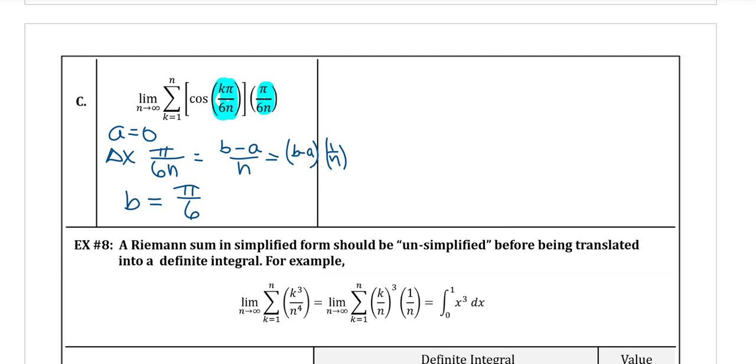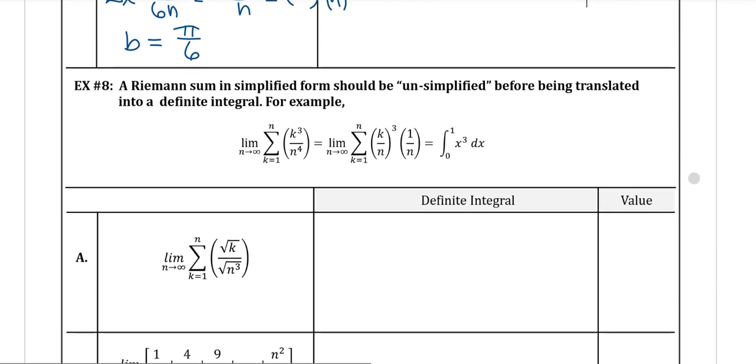Okay, so writing our definite integral notation, our lower bound is 0, our upper bound is pi over 6. So we just have cosine of x sub k in our Riemann sum, so that's just going to be cosine x dx. And if you evaluate that, you get 1/2.